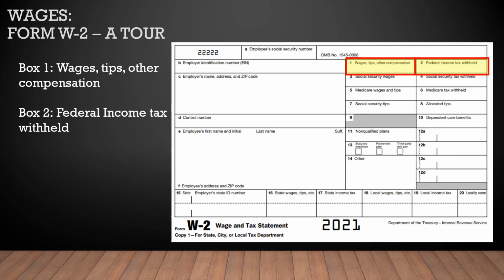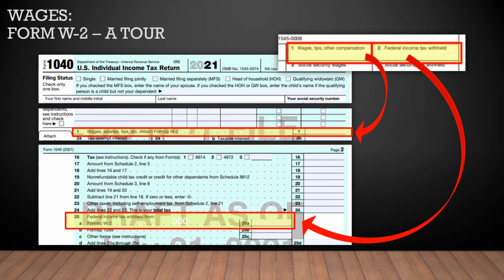Moving on, box 1 is where the employer will report wages, tips, and other compensation. And then box 2 is where the employer reports the federal income tax that was withheld throughout the year. And here is how that information flows onto the return. You can see there up on the right-hand corner, we have from our W-2 boxes 1 and 2. And box 1 ends up on line 1 of the 1040, wages, tips, etc.